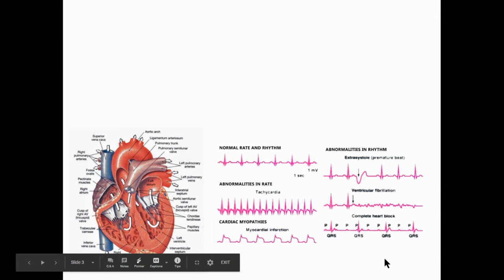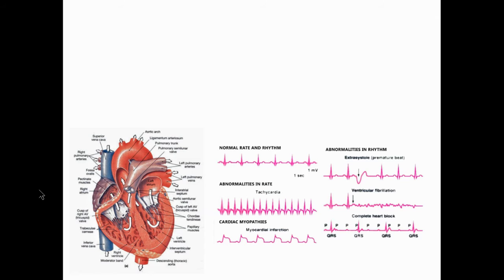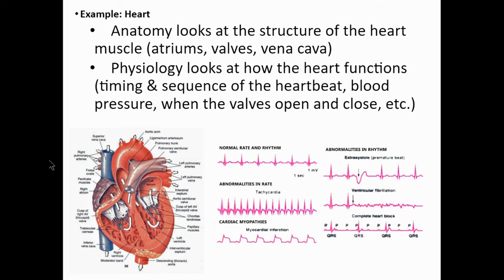So if we're talking about the heart, for example, this picture would be what an anatomist would study, the actual structure of the heart and the ventricles and the atriums, and where the blood is going. And then the physiologist would be studying what the heart is doing and how it's performing.